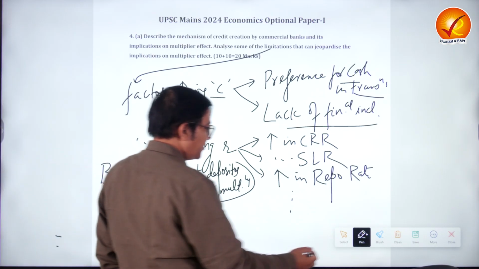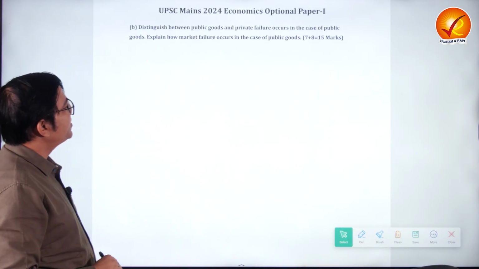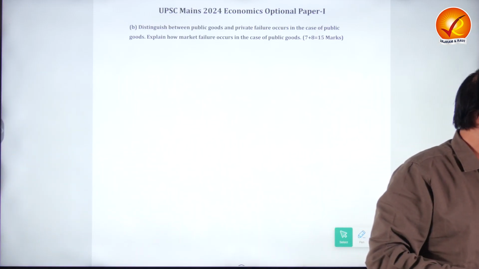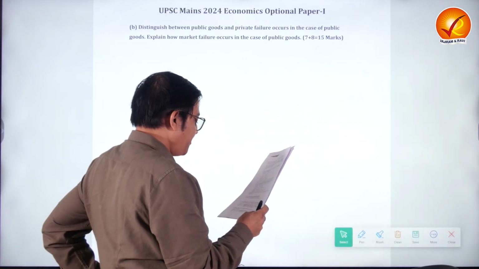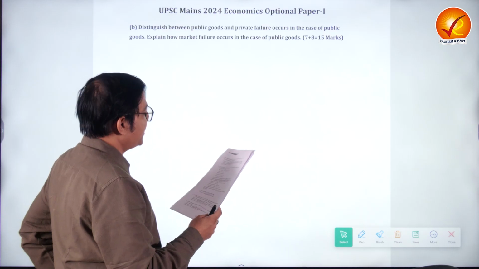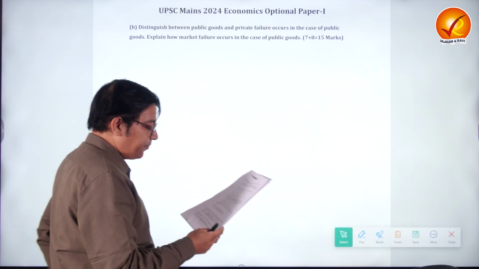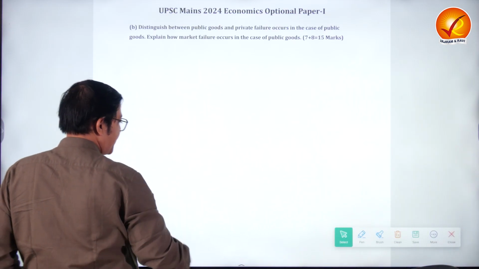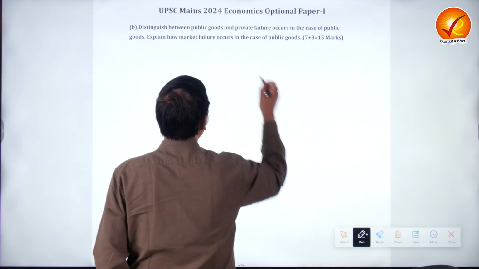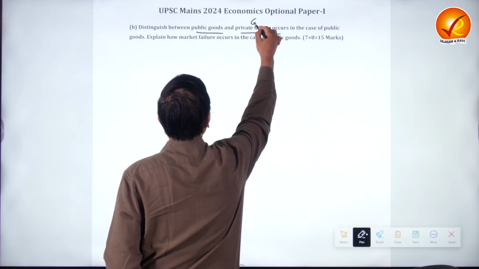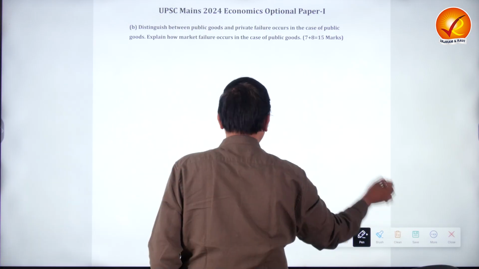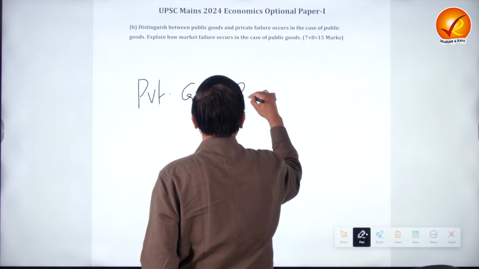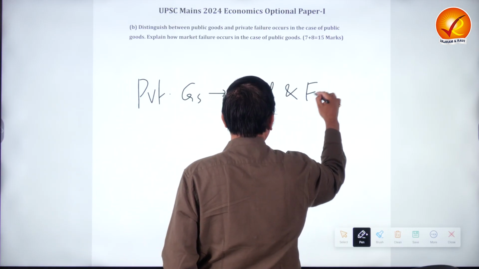Okay, let's go to the next part. Distinguish between public goods and private goods. Let me read it again from the original question paper. Explain how market failure occurs in the case of public goods. Okay, so this was clearly done by me in the class also. It's an easy question. The first part was on the difference between public goods and private goods. So private goods are rival and excludable in consumption.